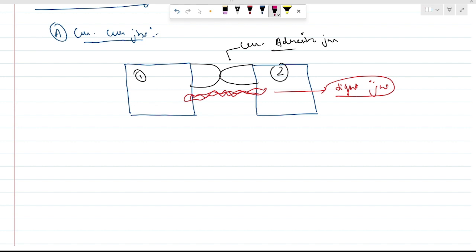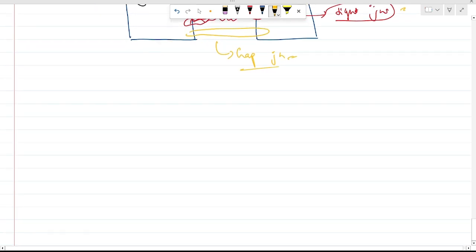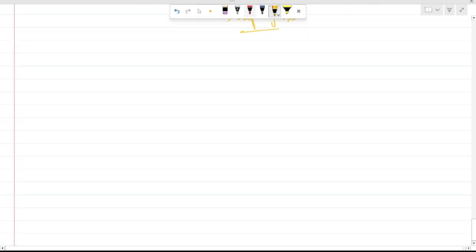The third type of junction we are going to see here is the gap junction. So you've seen here three types of cell junctions: cell adhesive junctions, tight junctions, and gap junctions. First we are going to see cell adhesive junctions.